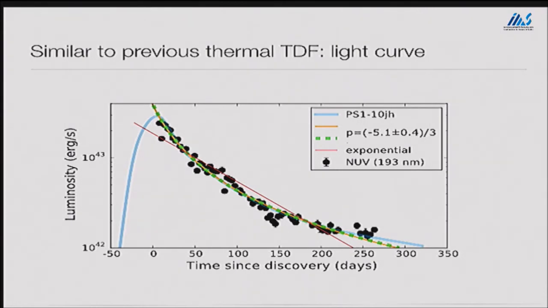And so it is minus 5.1 plus or minus 0.4 over 3. So it's close to 5/3, even if you allow the time since disruption to vary. So that's interesting. And the time since disruption in that case is pretty close to the peak. I think it's only about 30 or 50 days.